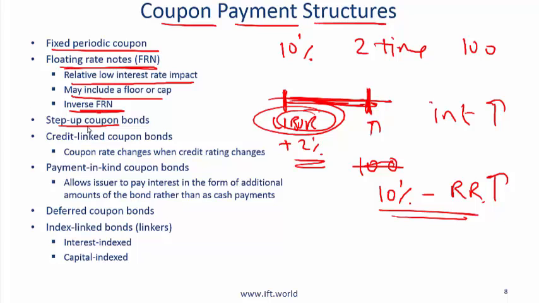A step-up coupon bond is one which says that initially the coupon rate is low and then slowly the coupon rate goes up.